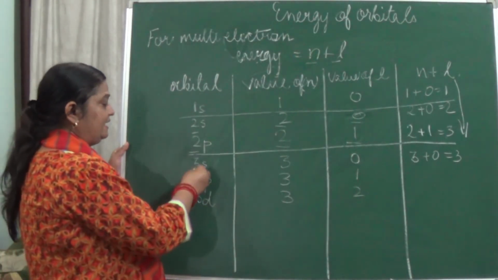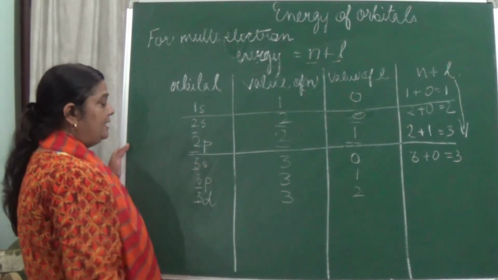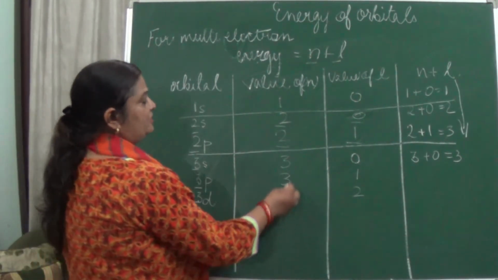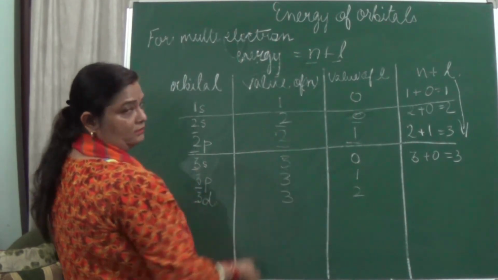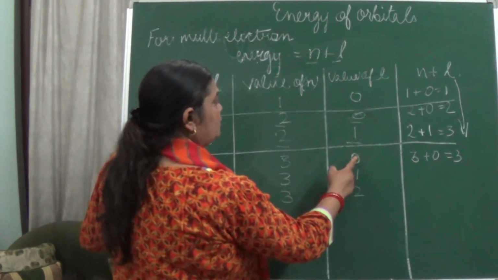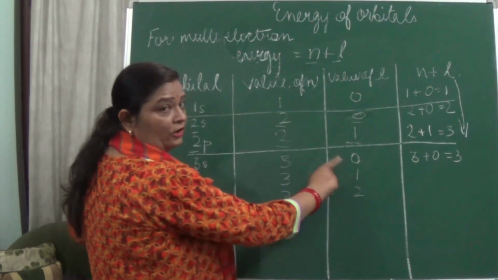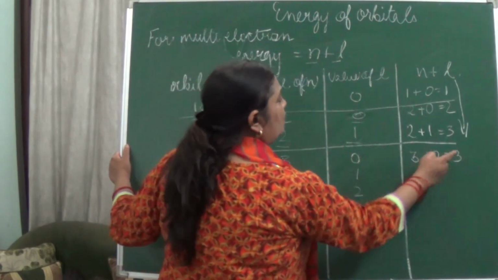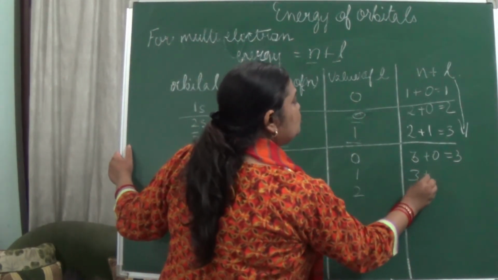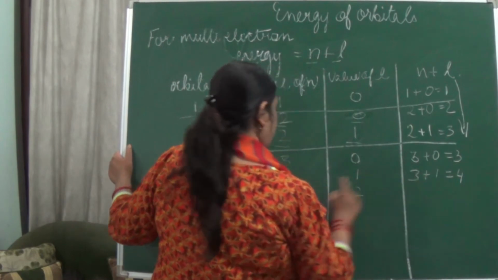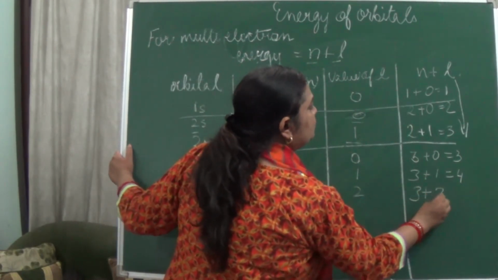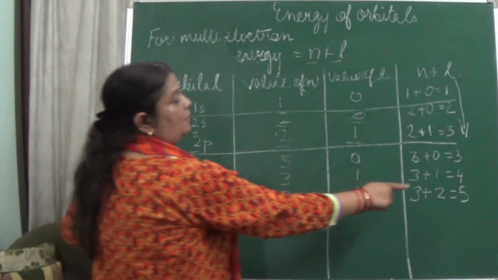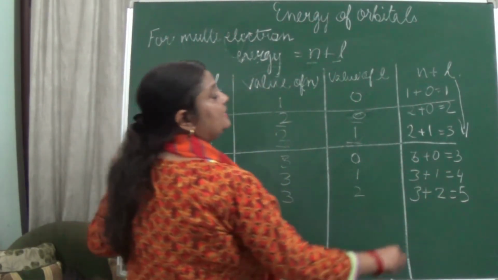Come on, next to the second shell, the third. It consists of s, p and d. So the value of n you will write as 3. But the value of l will be 0 for s, 1 for p and 2 for d. Now 3 plus 0 gives 3, 3 plus 1 gives 4, and 3 plus 2, how much did you get? 5. You will get just this, isn't it? 3, 4 and 5.